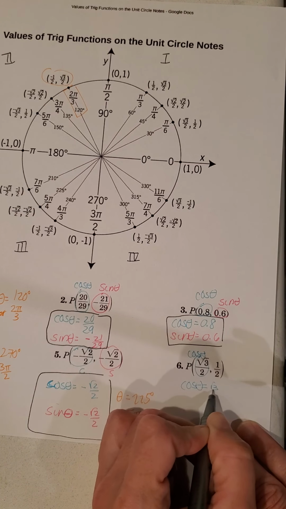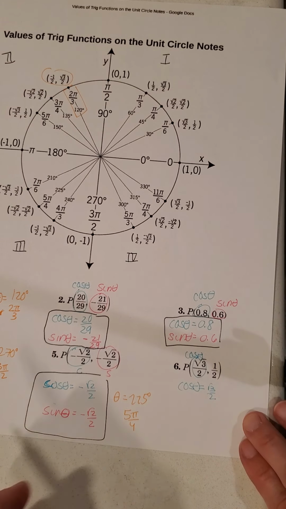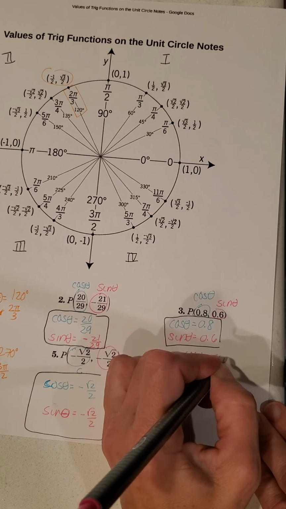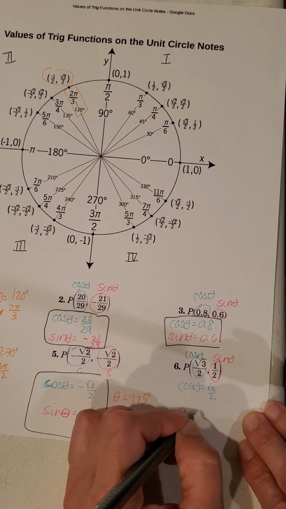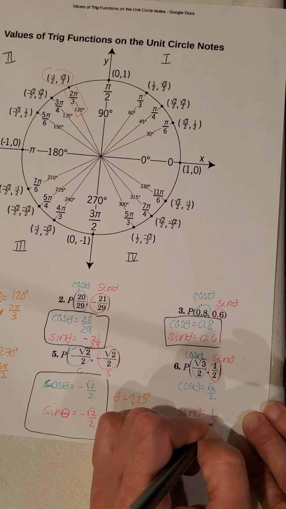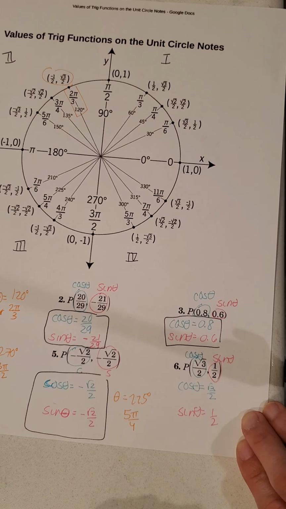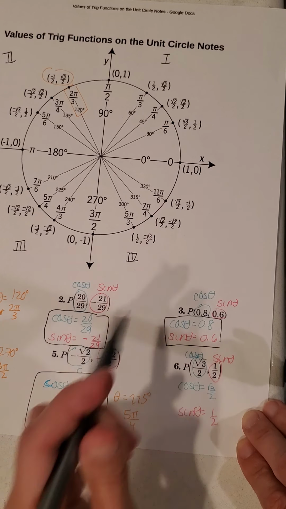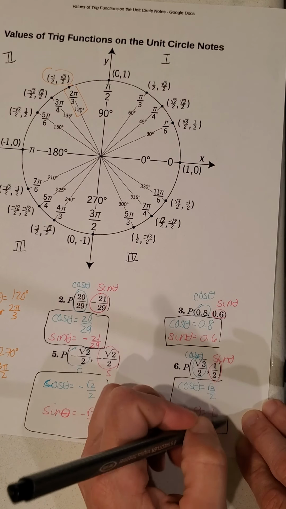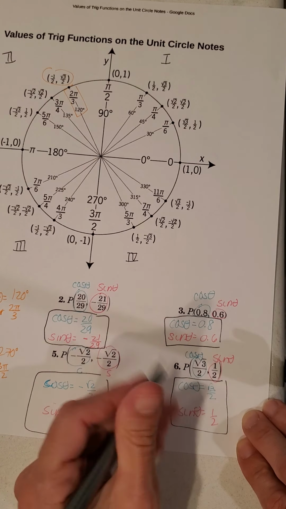cosine theta equals root 3 over 2. And sine theta equals a half. And that's it. That's really all there is to it. There's nothing else. There's no trick. You don't have to do any arithmetic.